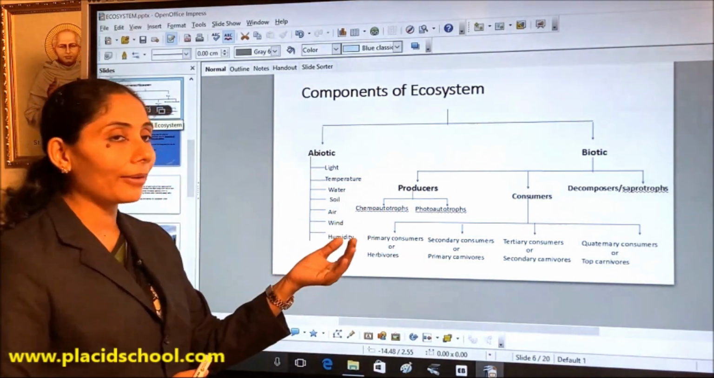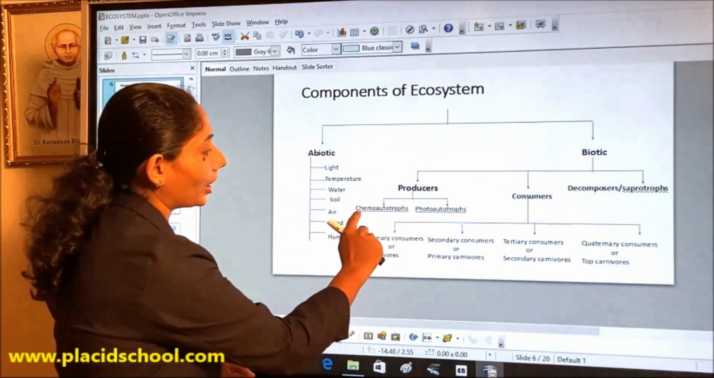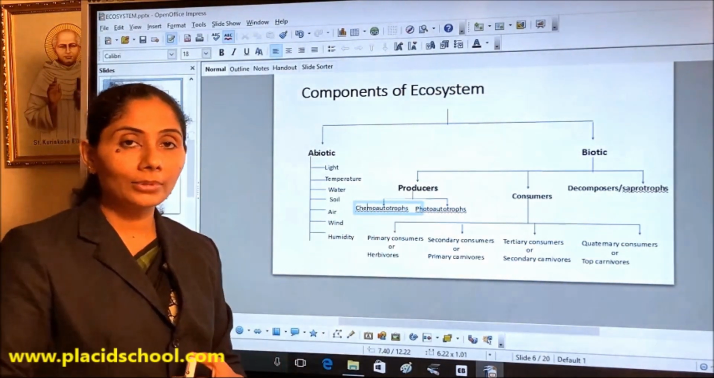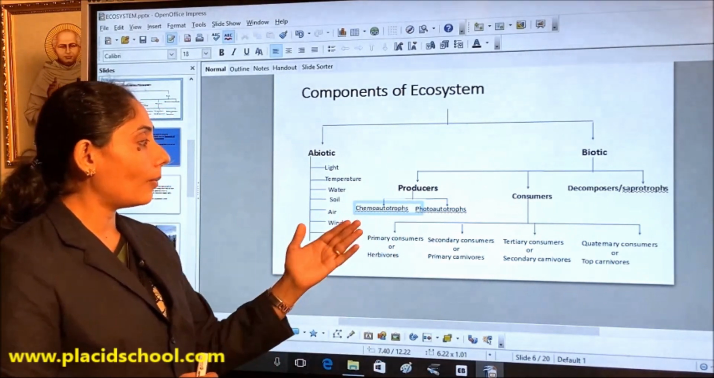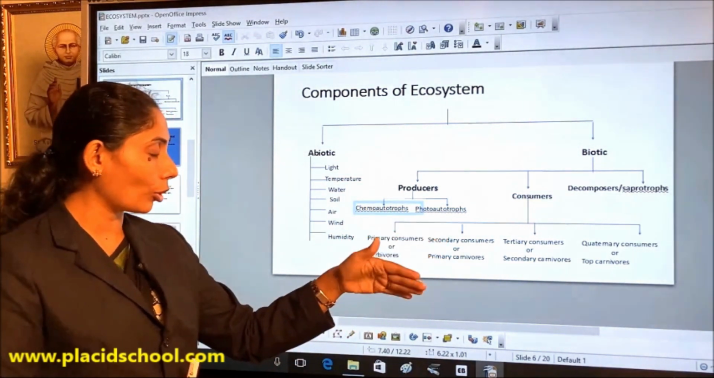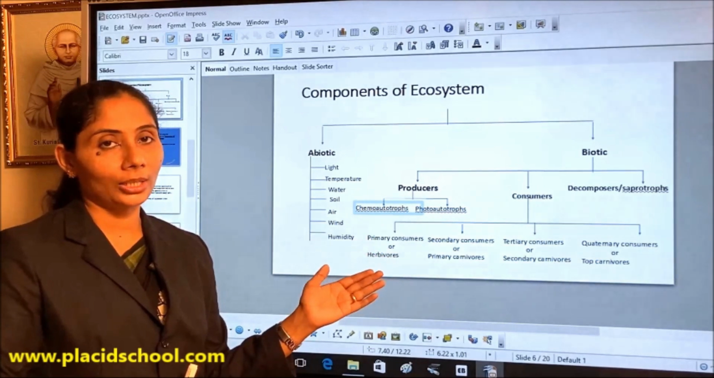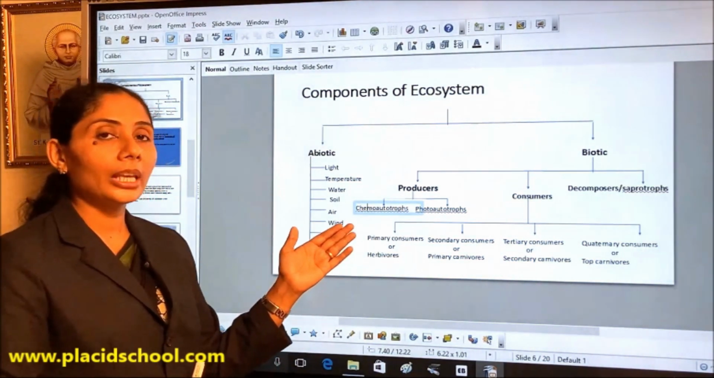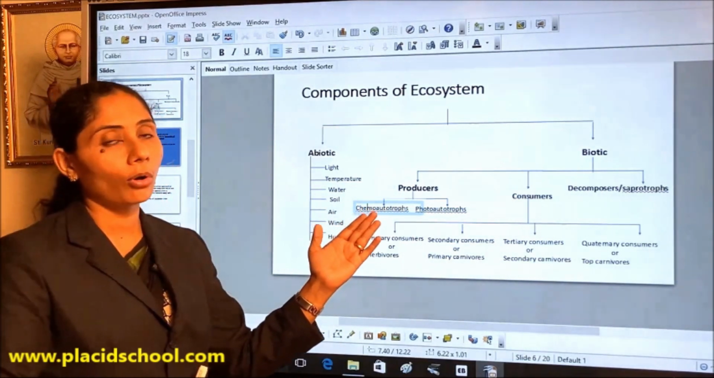Under producers you have chemoautotrophs and photoautotrophs. What is the difference between them? The difference lies in the first part. Look at the term chemo, and here it is photo. Photo, as you know, means light. So photoautotrophs are those organisms which make their own food using light or sunlight as a source of energy. For example, all the green plants, algae, phytoplankton and cyanobacteria are photoautotrophs. On the other hand, chemoautotrophs are those organisms which make use of chemical energy instead of light to synthesize their own food. We have a lot of chemosynthetic bacteria which have the ability to synthesize their own food using chemical energy, so they are referred to as chemoautotrophs.